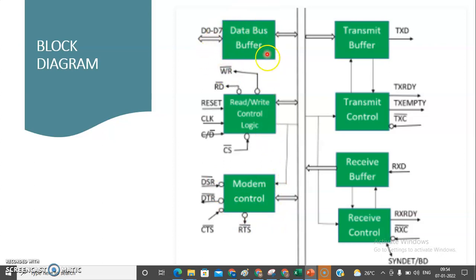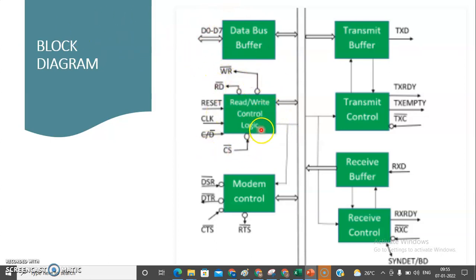So this data bus buffer is very much important, because through this data bus buffer only data will be transmitted from the microprocessor to this 8251 IC through the data lines D0 to D7. It has 8 data lines. The 8 data lines will be connected to data lines of 8085 microprocessor, and through this the data will be transferred from the microprocessor to the buffer.